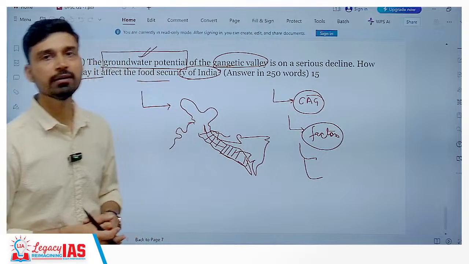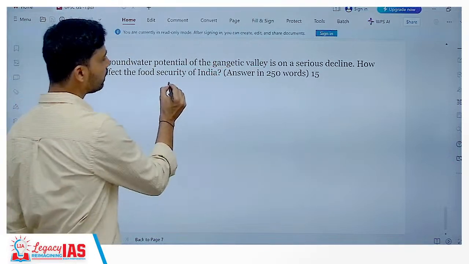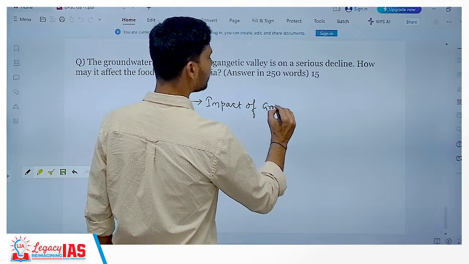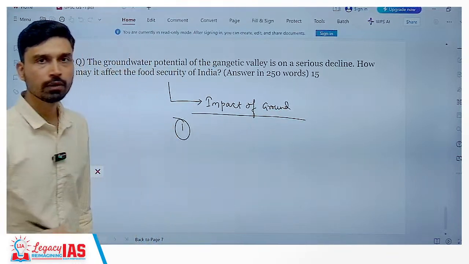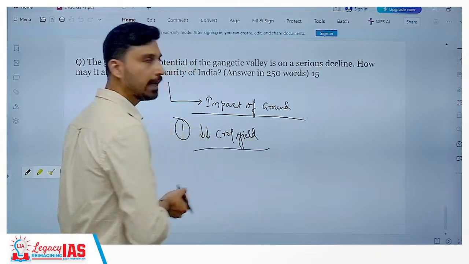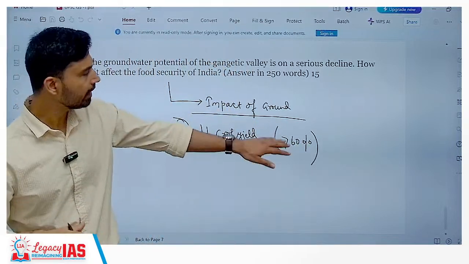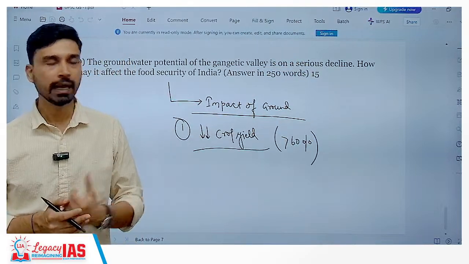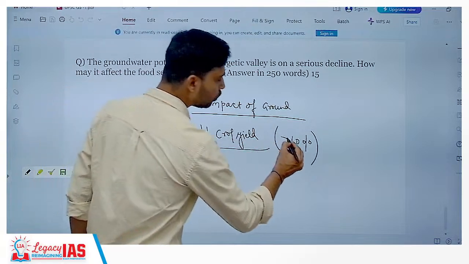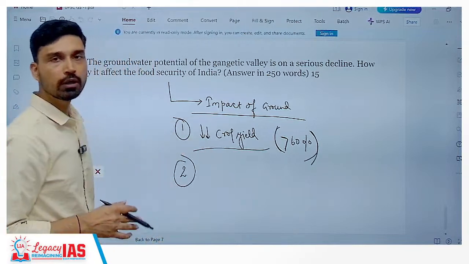Then after listing out the factors responsible for the decline, you could have tackled how the food security of India could be impacted by it. And here you could have talked about the impact of groundwater potential decline on food security. There you could have written, first of all, there is a decline in the crop yield that we can witness, because we know that in this area more than 60% of the agricultural land is dependent on irrigation, that is canal irrigation, and also the irrigation that is done by boring or submersible pump, so pump irrigation we can say. So obviously, as a higher amount of agricultural land is dependent upon groundwater-based irrigation, it can cause decline of crop yield if the water level declines.